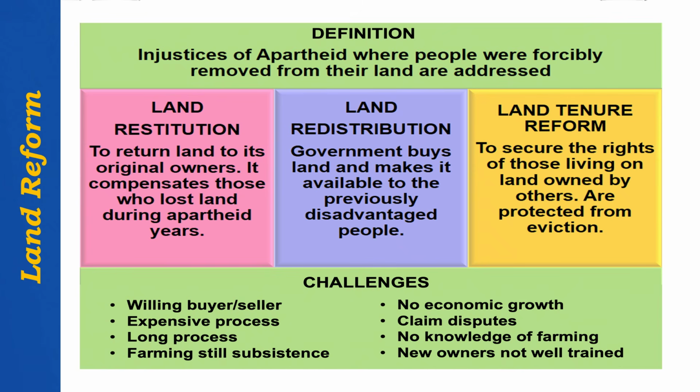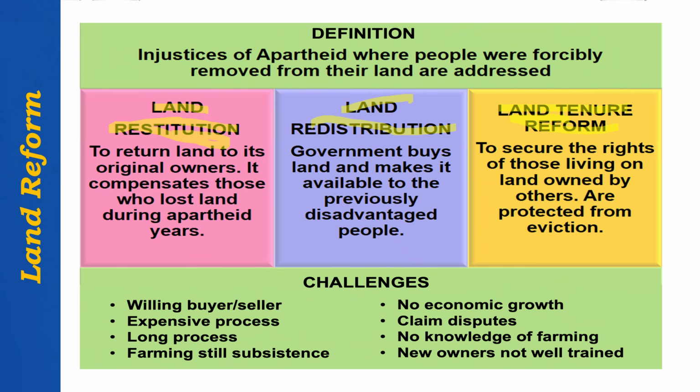From this side, they are saying land reform. Injustices of apartheid, where people were forcibly removed from their land, are being addressed. So we are bringing about a more equitable distribution of and access to land. That's what it's all about. Now, I said it rests on these three pillars: land restitution, land redistribution, and land tenure reform. Let's go over them, because it's very important to know how to define and even understand them.